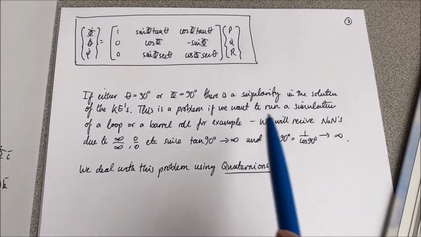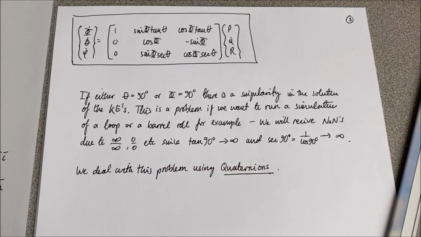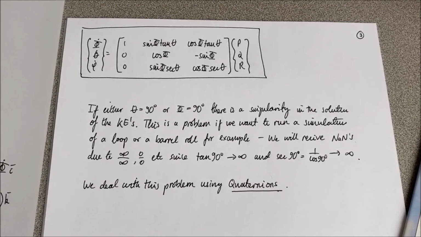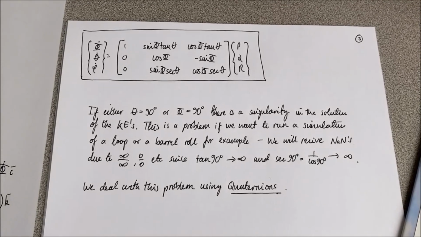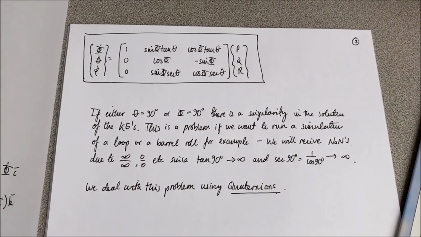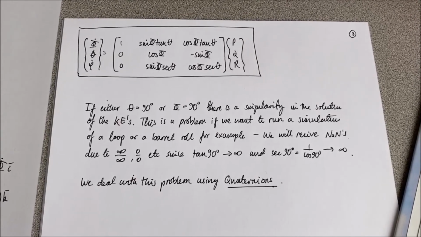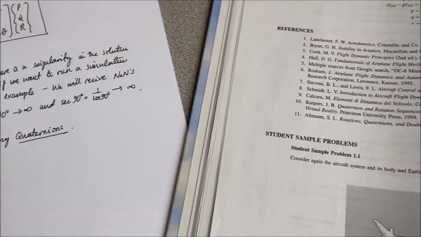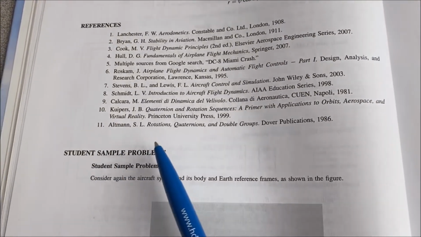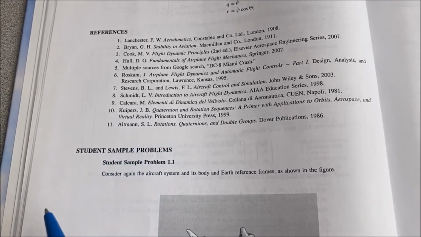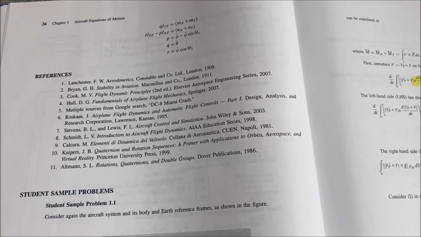So that is a big problem with the kinematic equations, but we can deal with it using something called Quaternions. Now I'm going to omit talking about Quaternions here because it's beyond the scope of what I'm talking about at the moment, but the textbook does give two references if you would like further information on that. It's numbers 10 and 11 here, given on page 26 of the textbook.